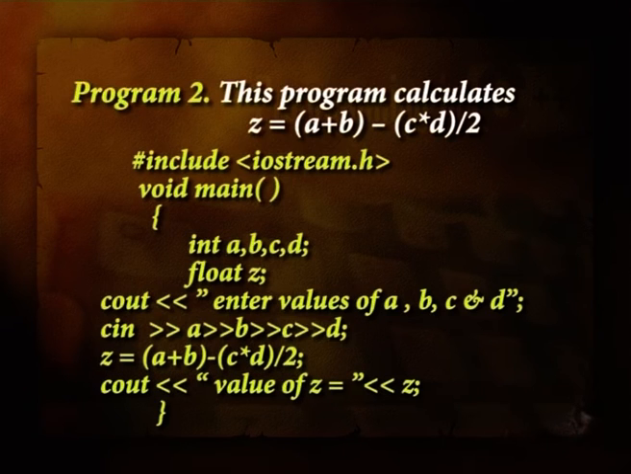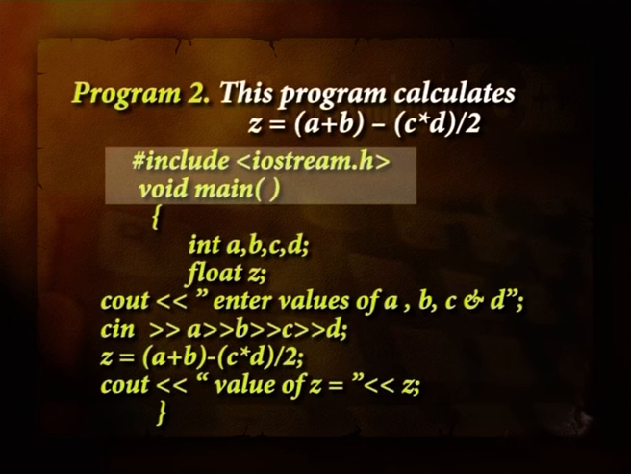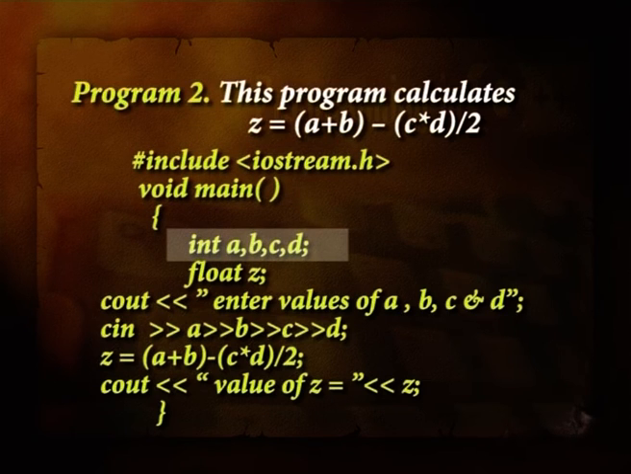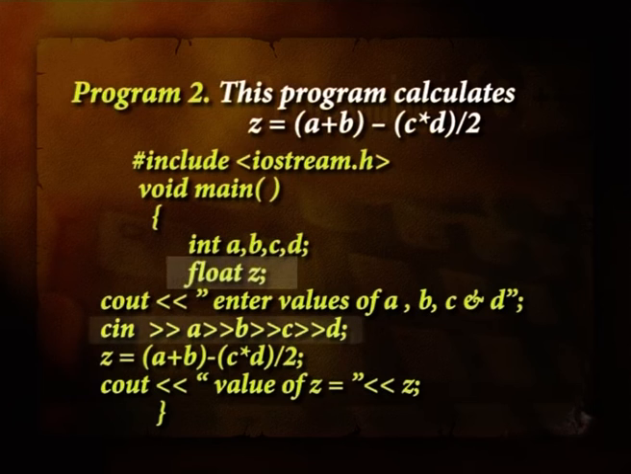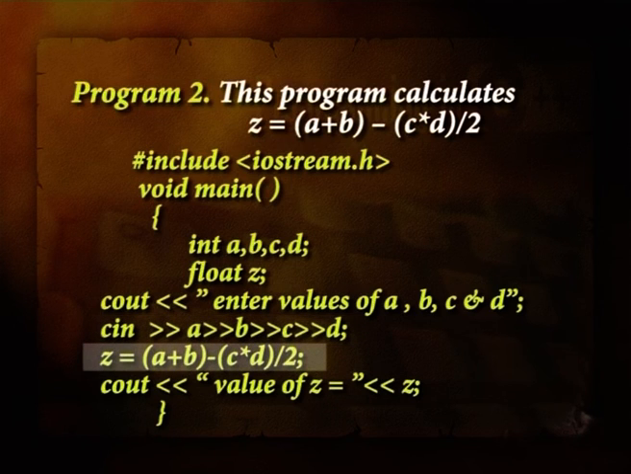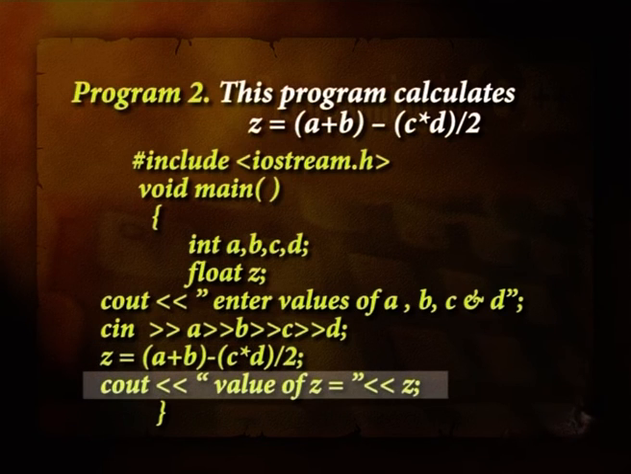Many times we have to do certain calculations. This program helps you to understand how to write a program for that. After including the header file iostream.h and declaring main function as void, this program declares variables a, b, c, d as int and variable z as float. The function cin accepts the values for a, b, c, d from the keyboard. The mathematical formula for calculating z is written like this. At the end you can print the value of z.